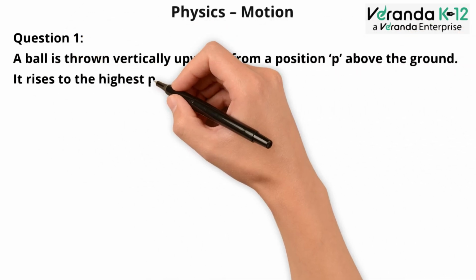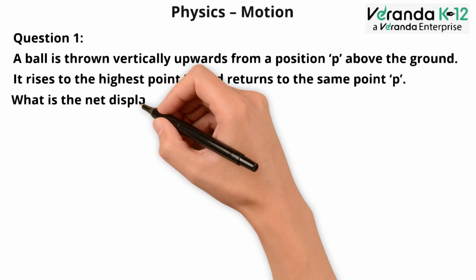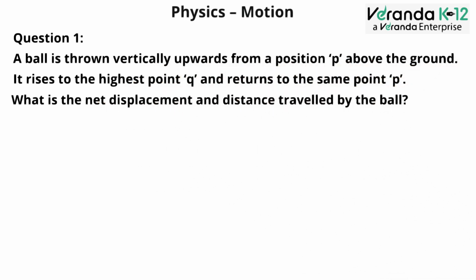Hello children, let us discuss some physics questions from the chapter Motion. Question number 1. A ball is thrown vertically upwards from a position P above the ground. It rises to the highest point Q and returns to the same point P. What is the net displacement and distance traveled by the ball?